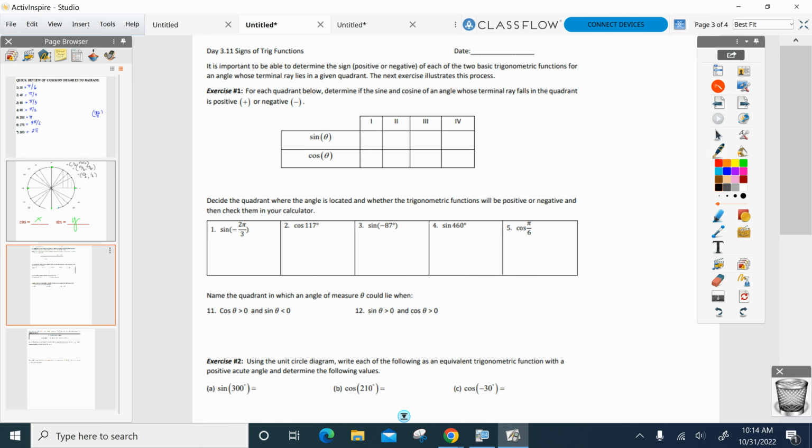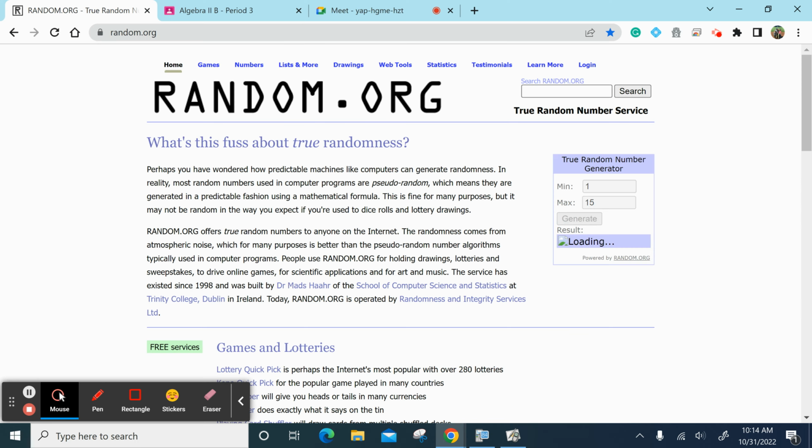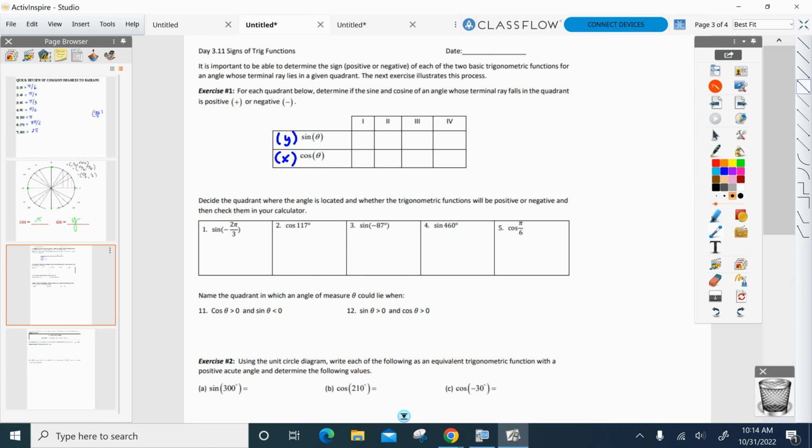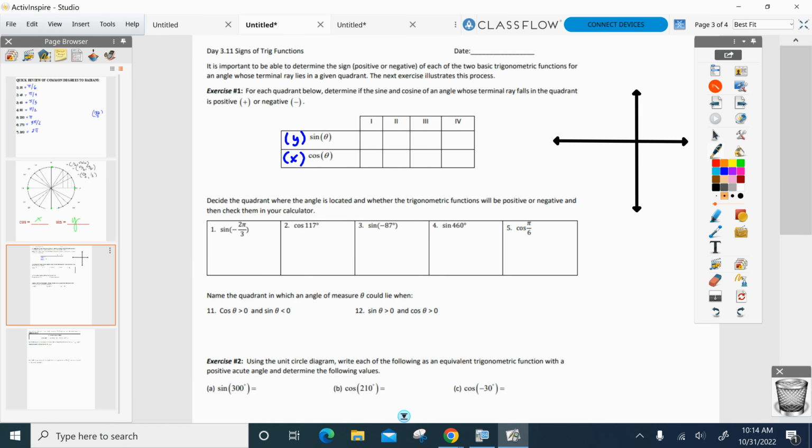All right. So first, remind me again, sine is what coordinate? Which coordinate do I take? The y coordinate. So let's remember that. And cosine, I'm taking the x coordinate. All right, everybody, let's remind ourselves of the quadrants. I am in quadrant 1 right now.